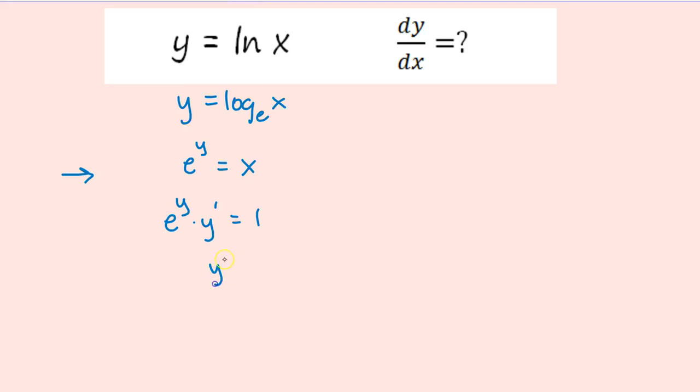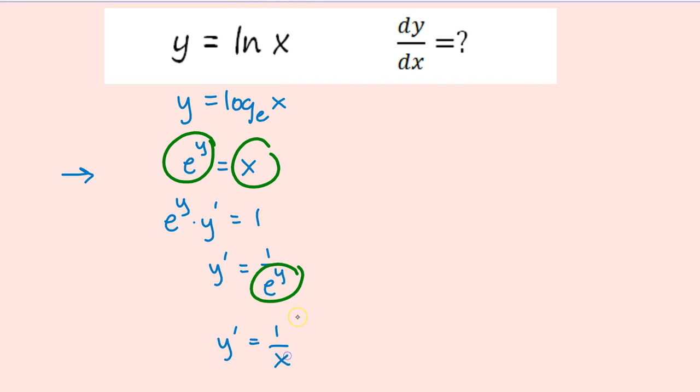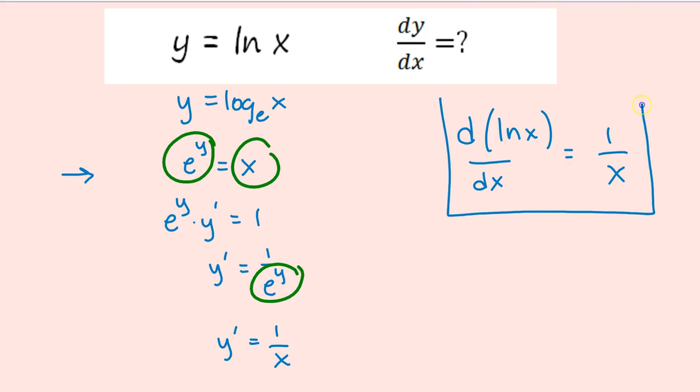Now let's isolate y prime. Y prime is 1 over e to the y. And earlier we said that e to the y was x, so I'm going to put x in there. And that gives me y prime equals 1 over x. So what does that mean? That means that the derivative of the natural log of x with respect to x is 1 over x. Okay, so that's a new derivative rule for you to learn. Make sure that's really standing out in your notes.